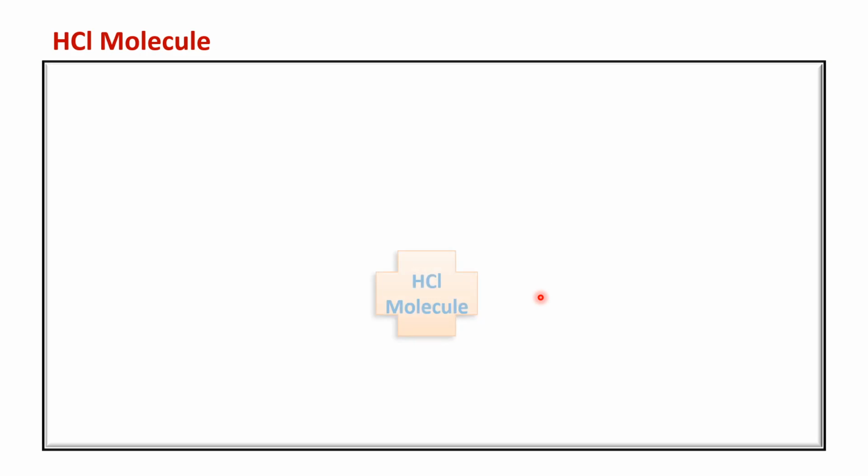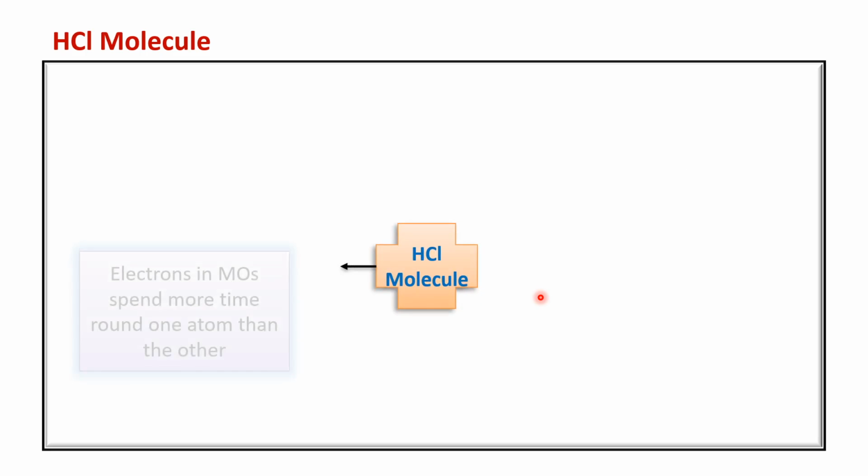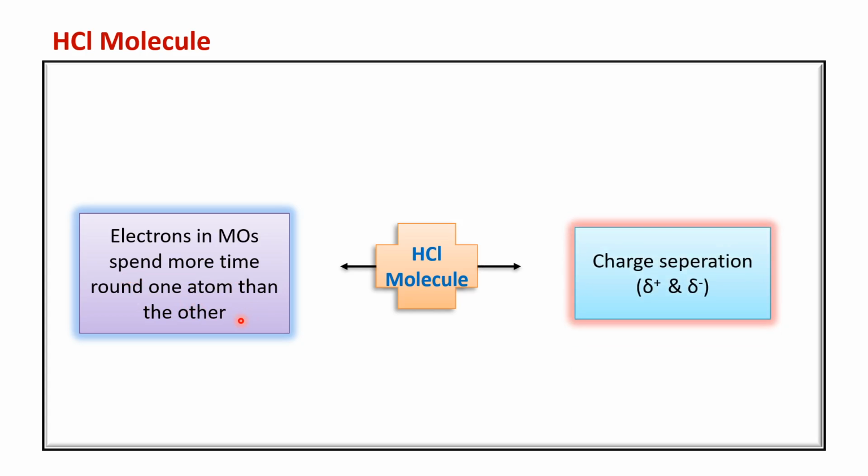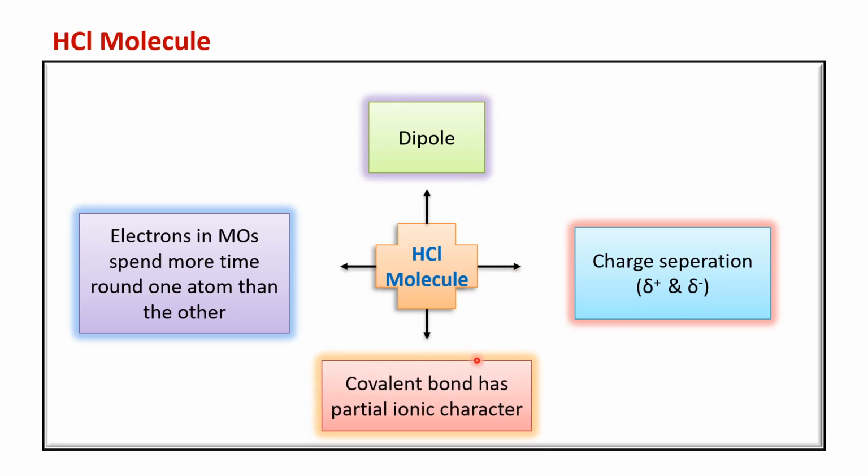So based upon this, we can say that in case of the HCl molecule, the electrons in the molecular orbitals, or the MOs, spend more time around one atom than the other. So what happens due to this? This leads to charge separation. Charge separation means it produces a delta plus and a delta minus charge on the atoms. And hence we can say that the HCl molecule produces a dipole. And due to this, it produces a bond, and that bond is a covalent bond which has a partial ionic character. So this is regarding the HCl molecule.